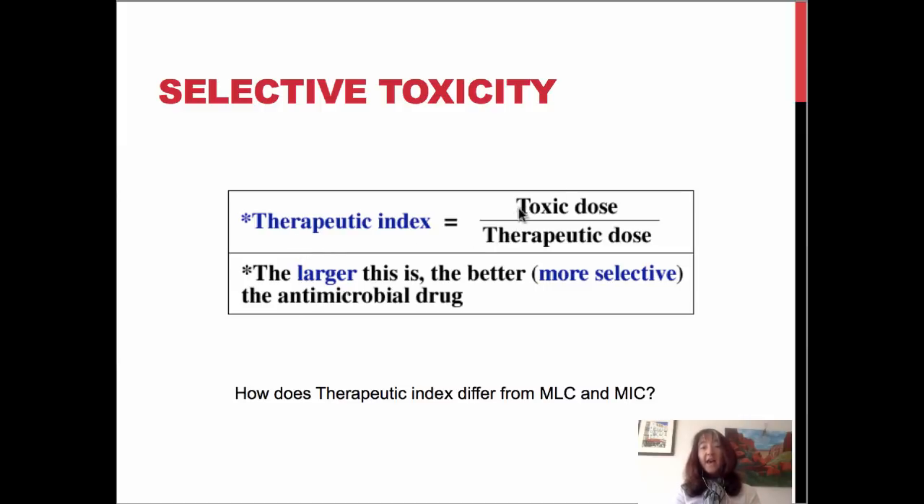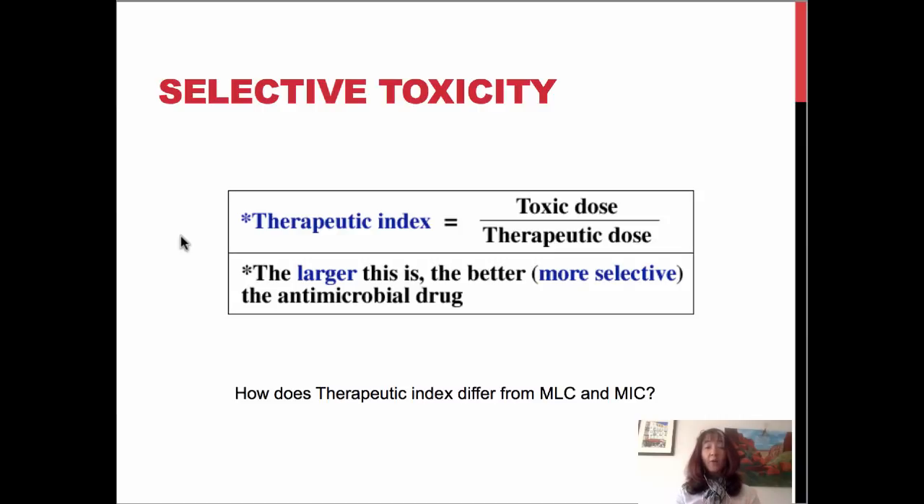Said another way, it takes a really lot to kill or inhibit us, but it takes very little to kill or inhibit the microorganism. So the therapeutic dose, if that's low, and the toxic dose is high, then we know that the selective toxicity is going to be really awesome. It takes a lot to kill or inhibit us, but it doesn't take very much to kill or inhibit the pathogen that's causing the disease.